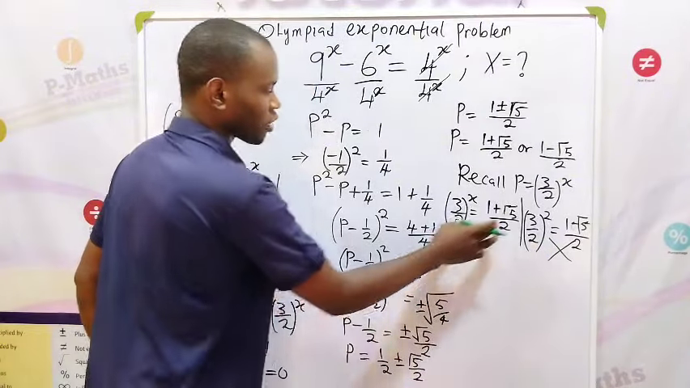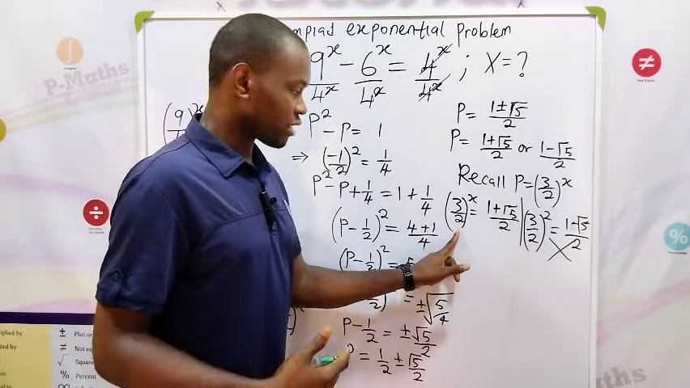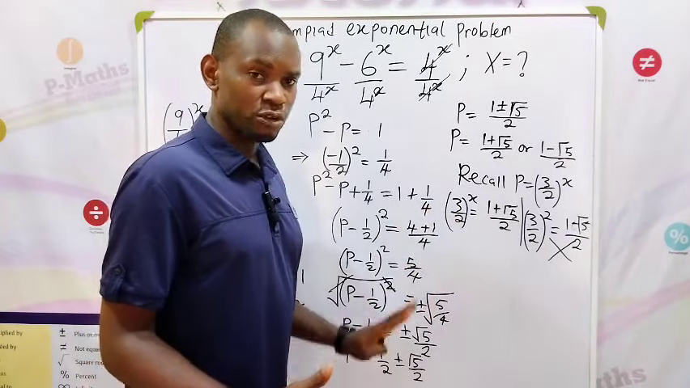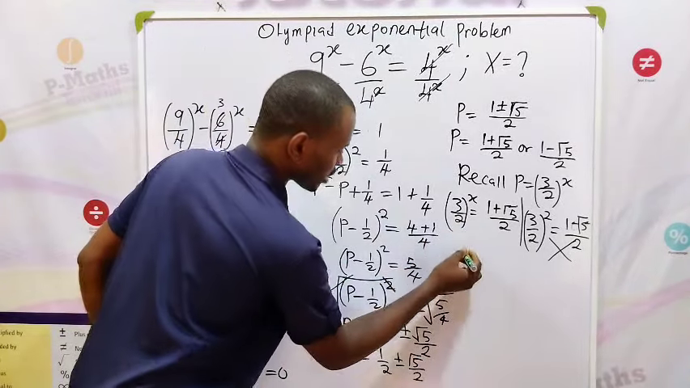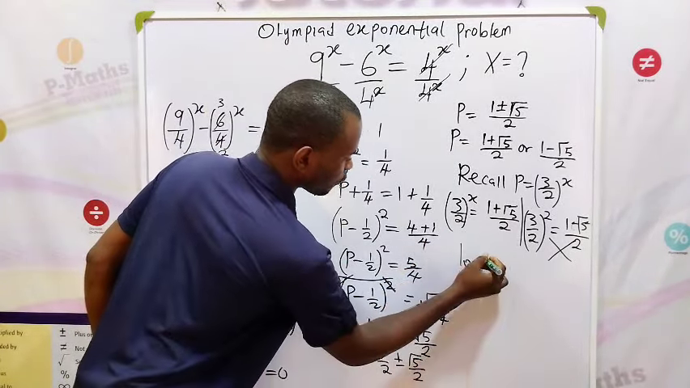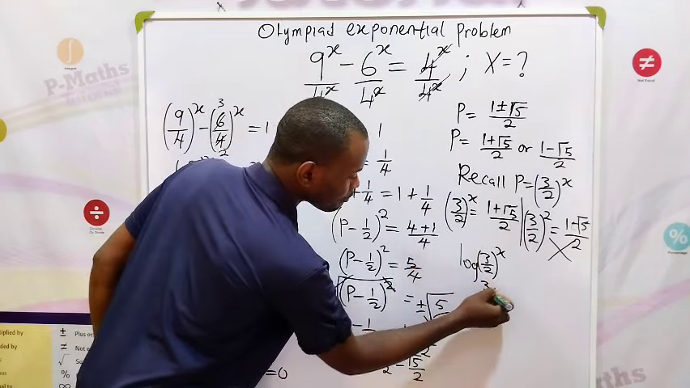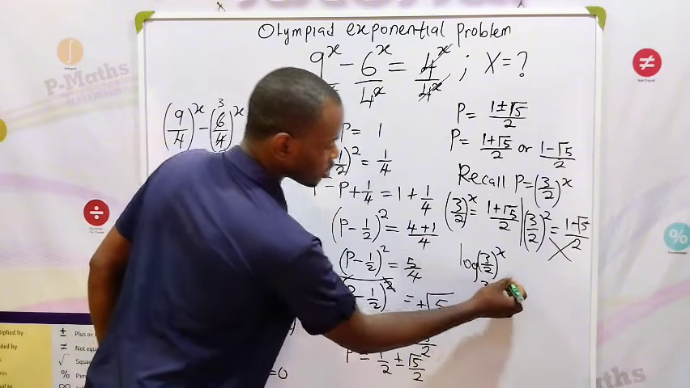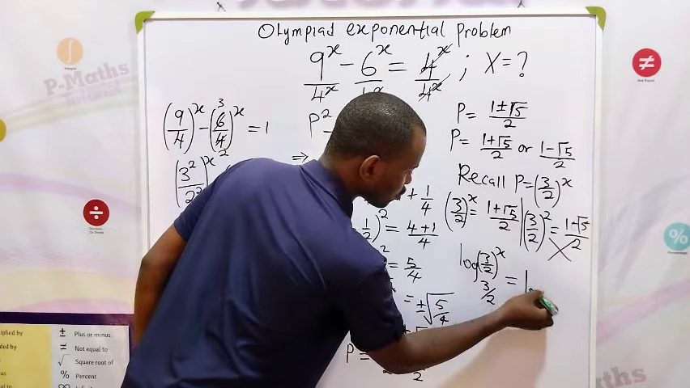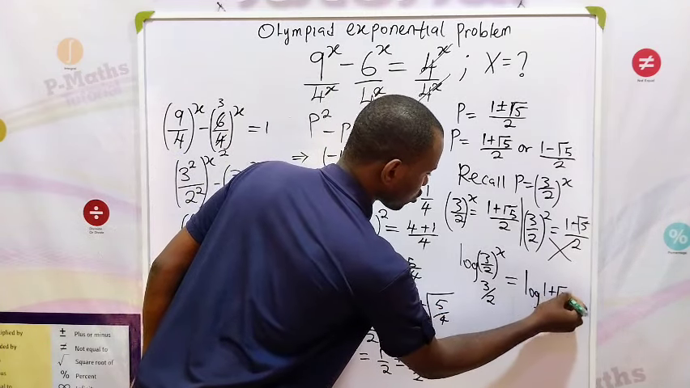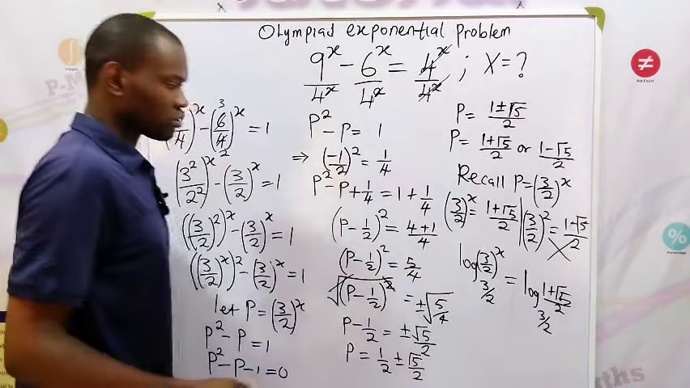We continue with this. Now to simplify here, we are going to be taking the logarithm of both sides, right? Because indices cannot simplify it for us. We use the inverse of indices to simplify this. So what is the logarithm of both sides? We are going to be saying the logarithm of 3 over 2 raised to the power of x, this term here, to the same base. Use this as the base, is equal to, take the logarithm of here also with the same base. So we have the logarithm of 1 plus the square root of 5 over 2 to the base of 3 over 2. All right.